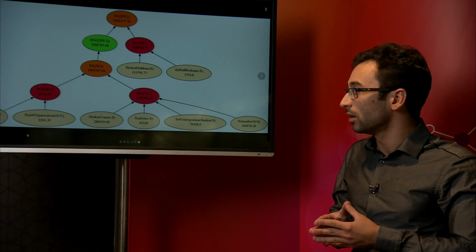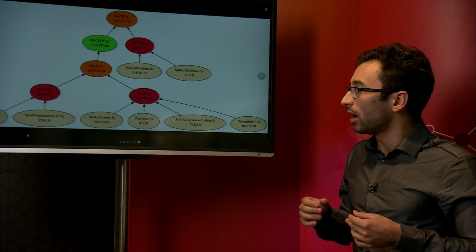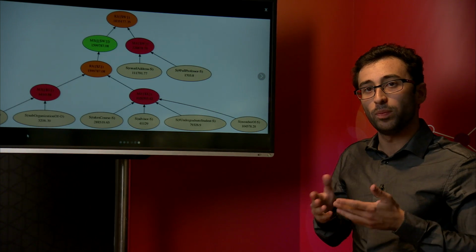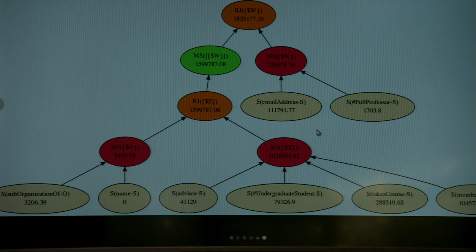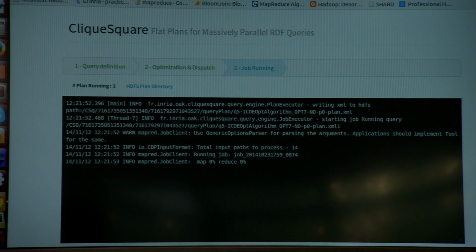CliqueSquare will aim to reduce the complexity of this execution map as much as possible, in order to maximize the parallelism and optimize execution of the request. Once CliqueSquare has obtained the optimal execution map, we can run this map in my Hadoop cluster to retrieve the data we want.